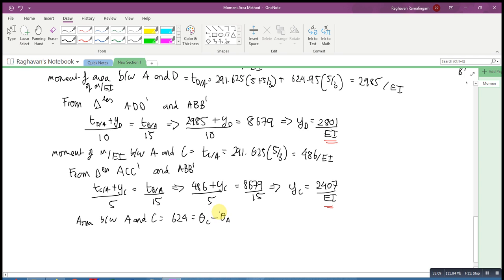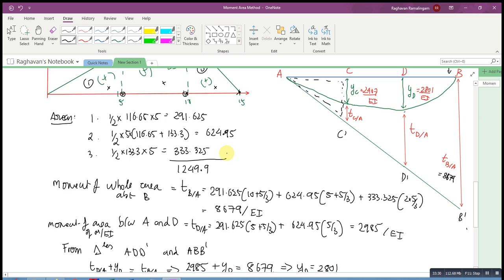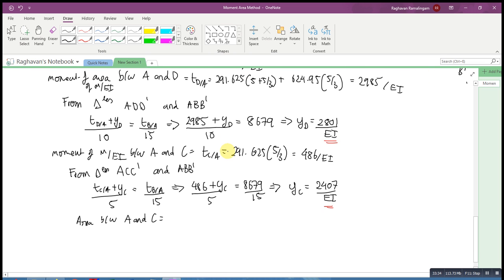Okay, so this is 624, I'm sorry, this is nothing but, so the area between A and C is nothing but 291.625 plus 624.95, equals theta CA, which is basically the difference between the slopes at C and A.